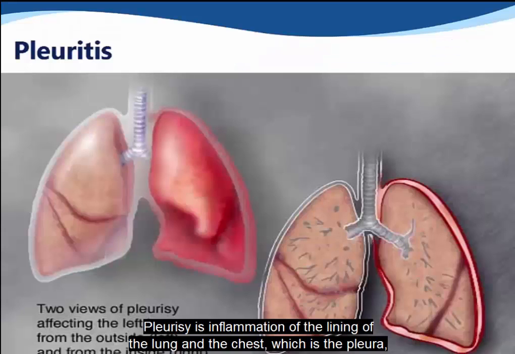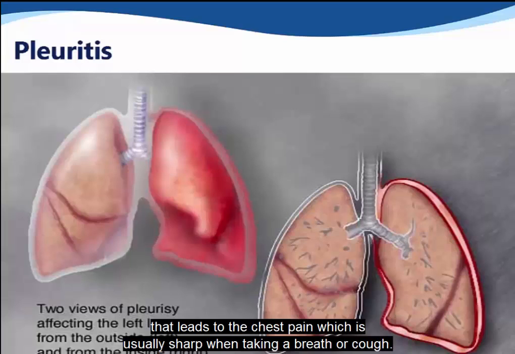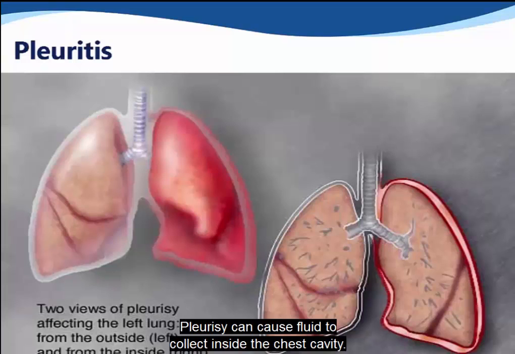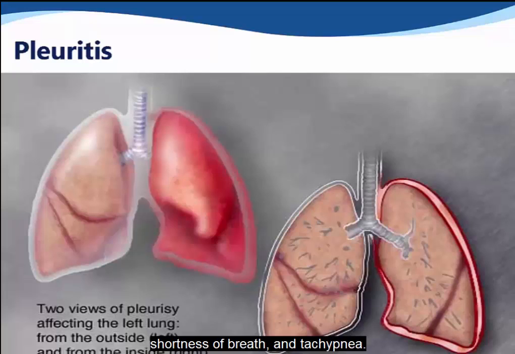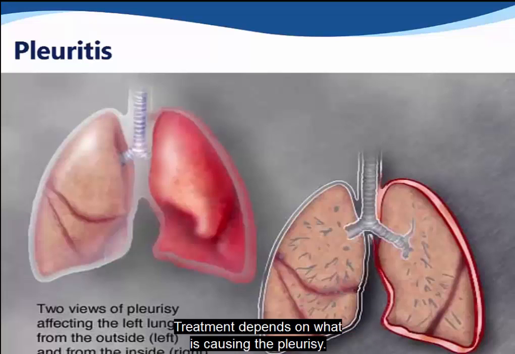Pleurisy is inflammation of the lining of the lung in the chest, which is the pleura, that leads to chest pain, which is usually sharp when taking a breath or cough. Pleurisy can cause fluid to collect inside the chest cavity. This can make breathing difficult and may cause cyanosis, coughing, shortness of breath, and tachypnea. Treatment depends on what is causing the pleurisy.